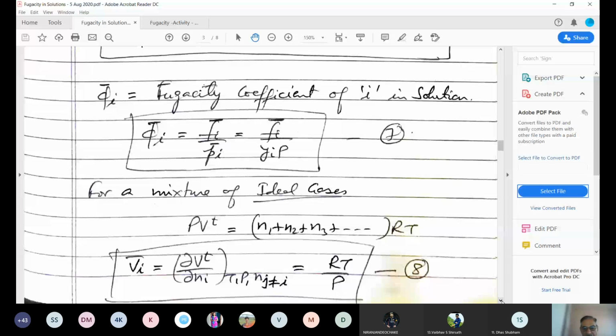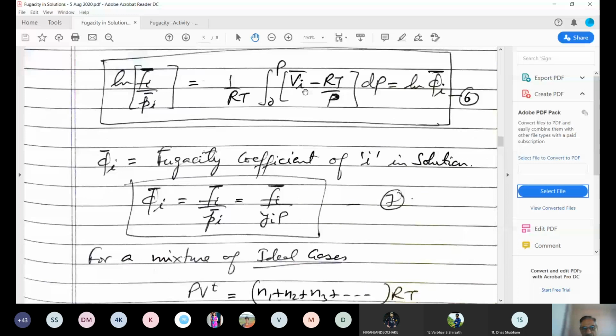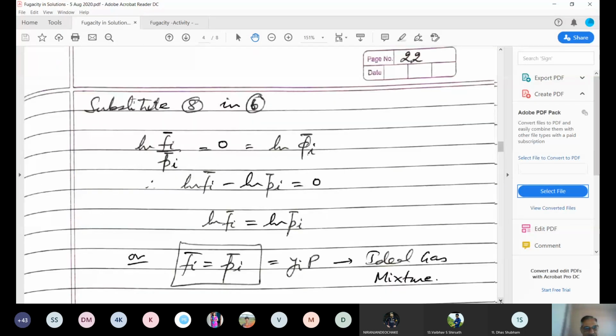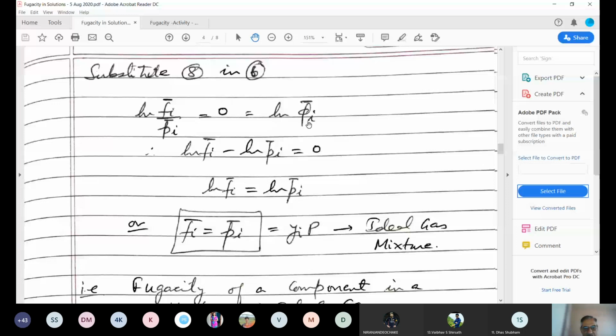Yes, sir. Okay, so now we'll put Vi bar is equal to RT by P in the equation, and the integral becomes 0, since RT by P minus RT by P is 0. So what we'll get is ln of (Fi bar by Pi bar) is equal to 0. This is nothing but the fugacity coefficient. So we get ln Fi bar minus ln Pi bar is equal to 0, or ln Fi bar equals ln Pi bar. That means Fi bar is equal to Pi bar, which is nothing but mole fraction into total pressure. This is for an ideal gas mixture.